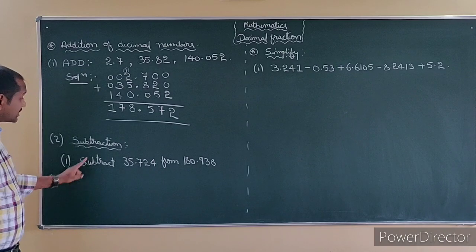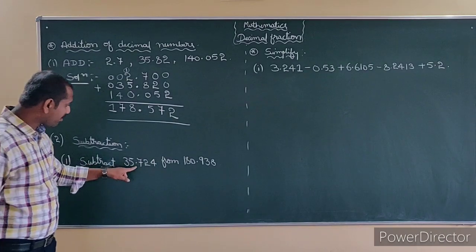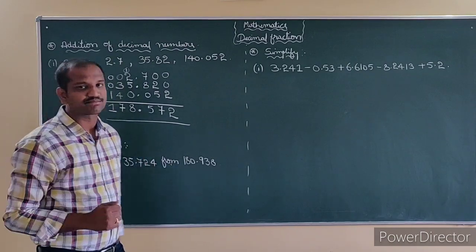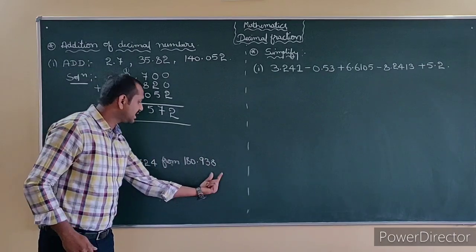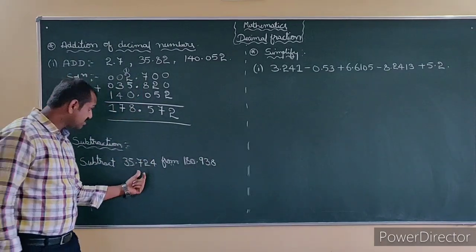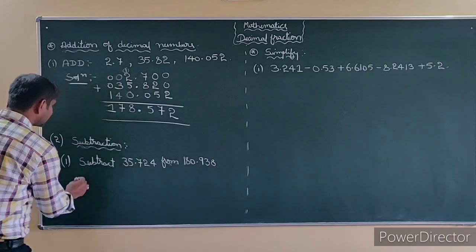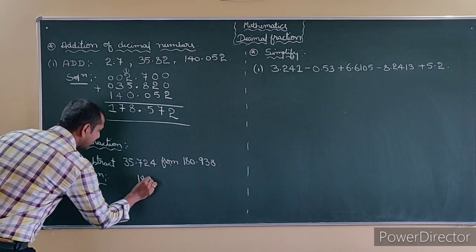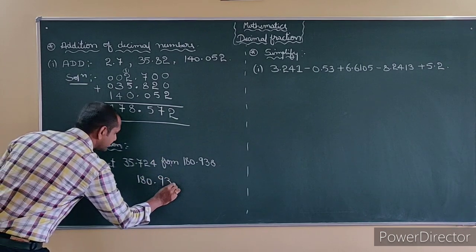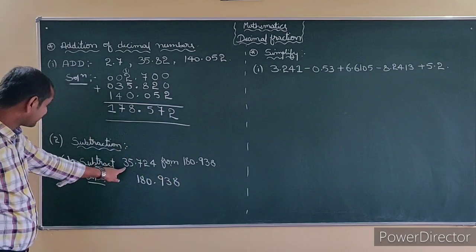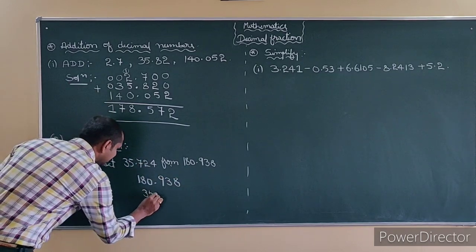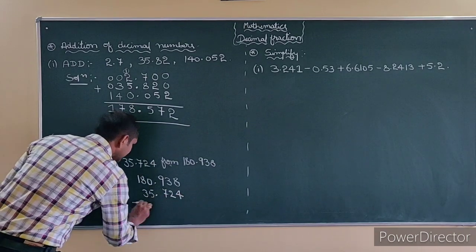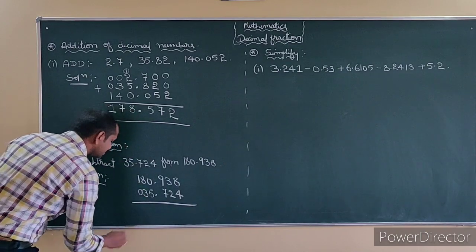But look at the question here. Subtract 35.724 from 180.938. When the word from comes, in the case of subtraction, you should always subtract the first number from the second number. So let us see that. So we have 180.938. So what is this number we have? 35 point, how much is it? 724. In this case, we can add 0 only here because there is no number.